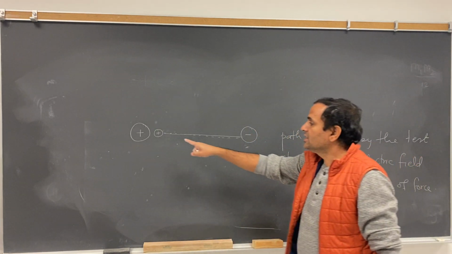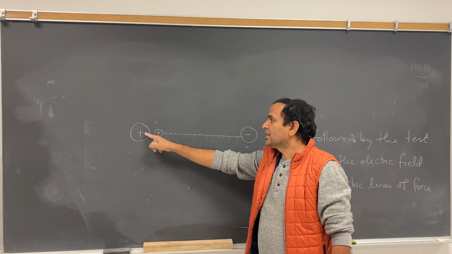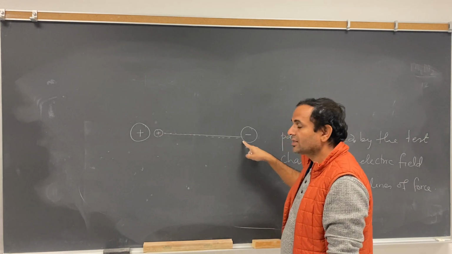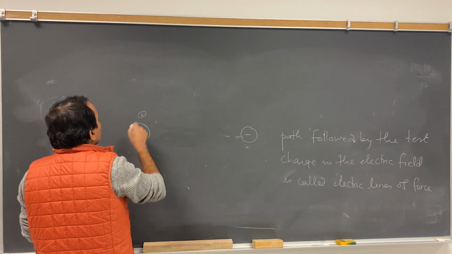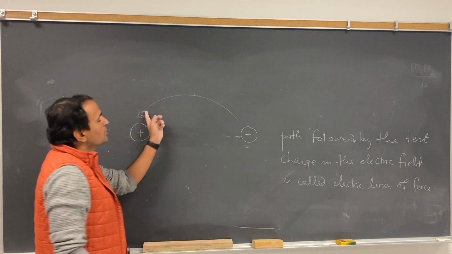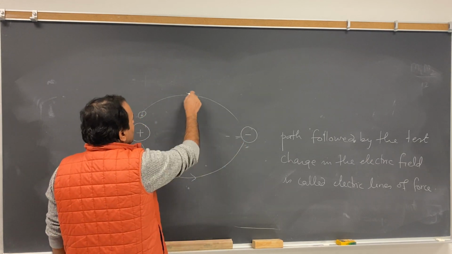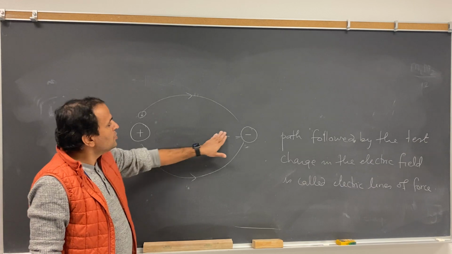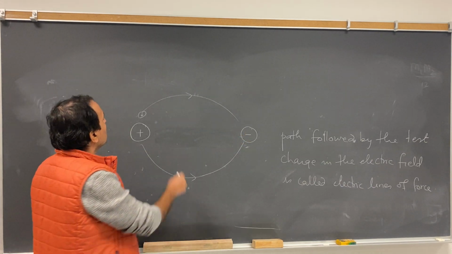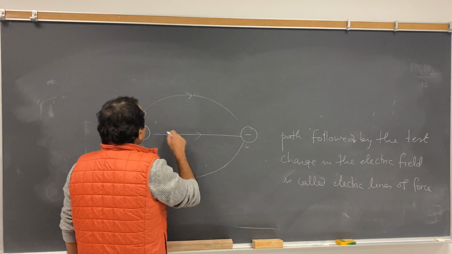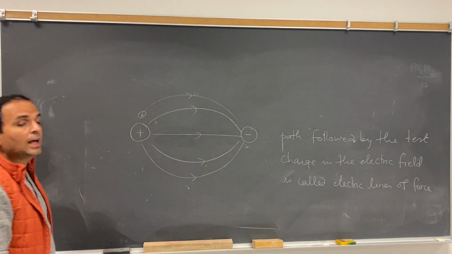So if you release this charge particle here, this is positive, this is negative, so what happens? This charge repels this positive charge, so it follows this path. If you release it from somewhere there, it goes something like this. This is also electric lines of force. You can draw another one. This is also electric lines of force, starting from the positive charge and terminating here at the negative charge. Or you can draw electric lines of force like this. You can draw as many as you want. They are all electric lines of force.